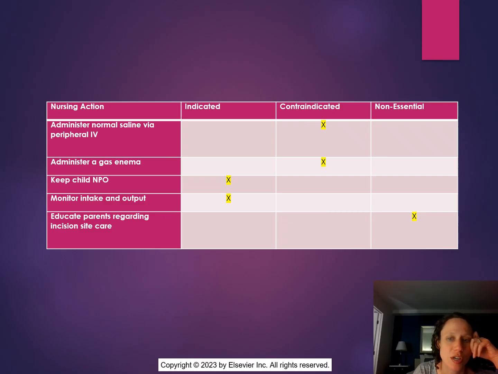So we're going to be managing it parenterally, right, with those extra electrolytes in our fluids. And then educating parents about the incision site. It's important, but it's not essential right now. At this point in time, we're just going to be talking to them about the impending surgery itself. We're not going to be educating them on what they're going to do when they get home.